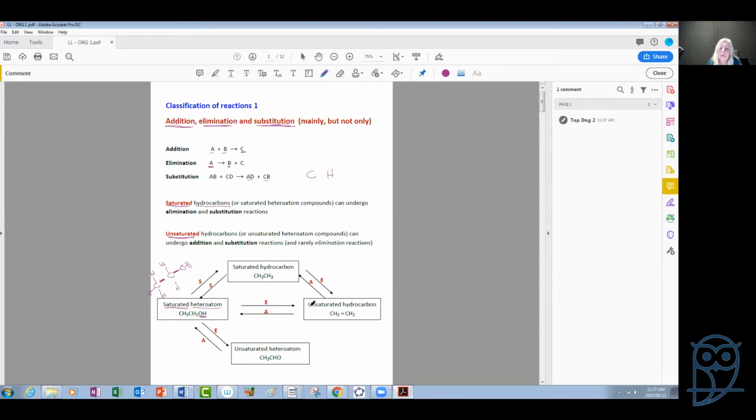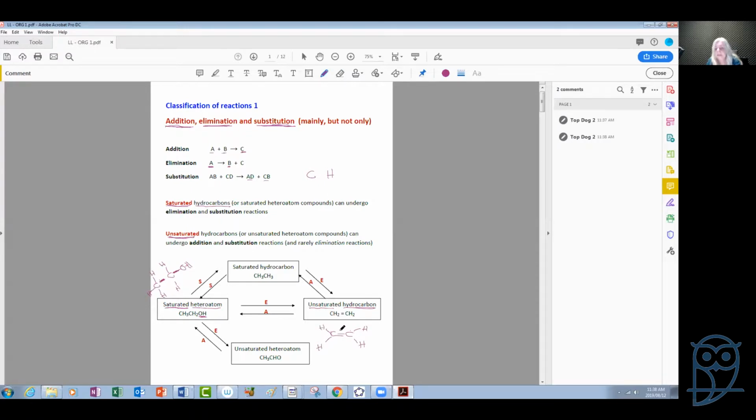Unsaturated now is when there is a double bond involved somewhere. An unsaturated hydrocarbon, like this one, here is an example, this is an ethene. Let's write it in this form. It's a double bond there between the carbons. So this would have some shape like that.